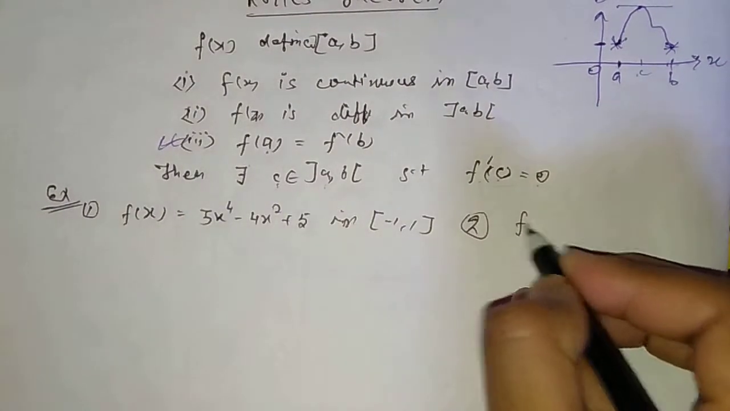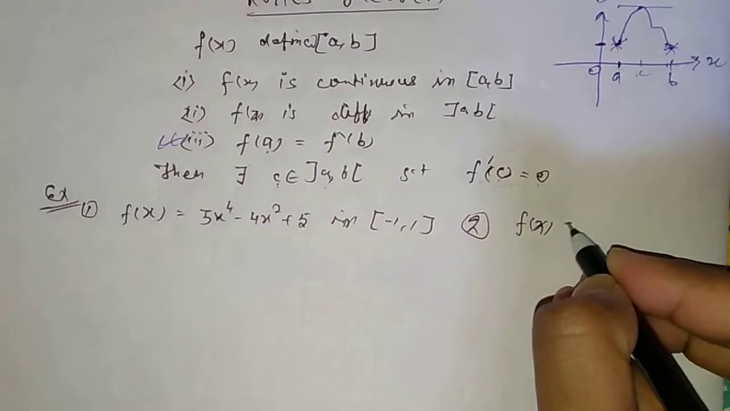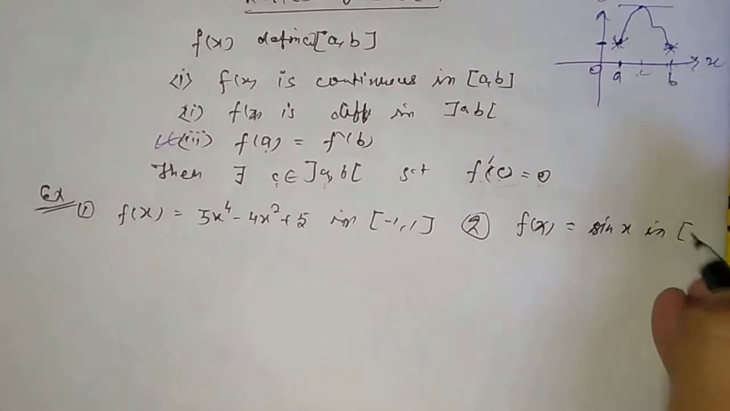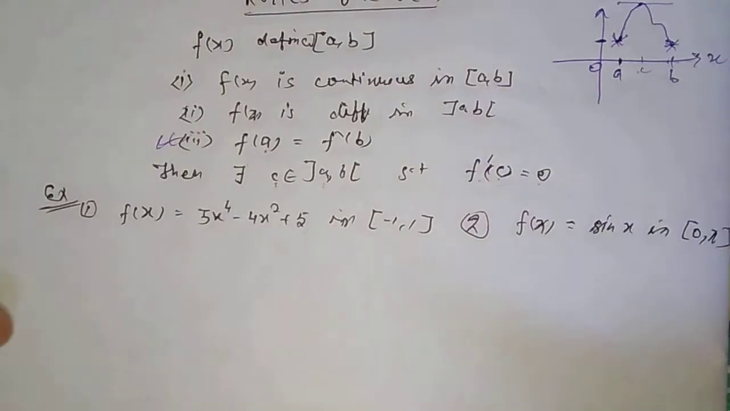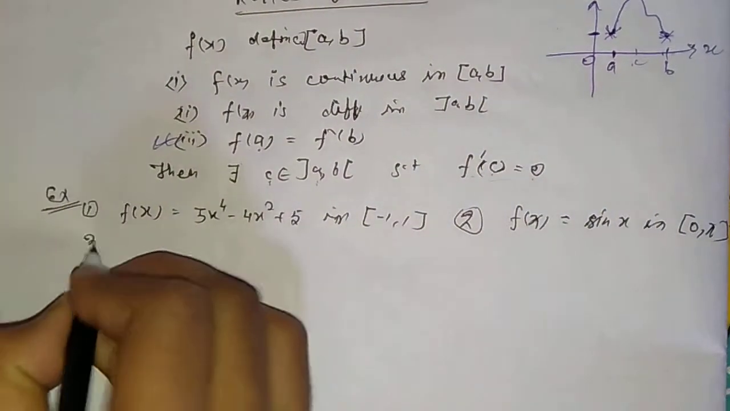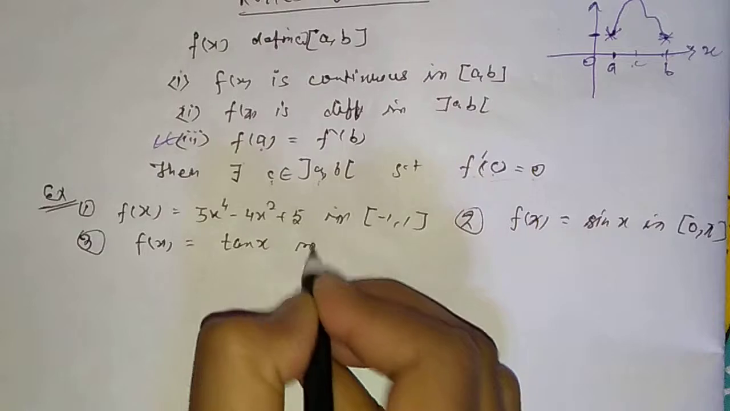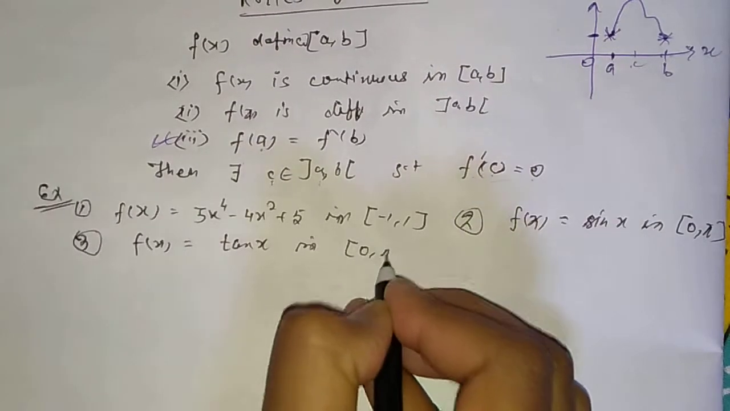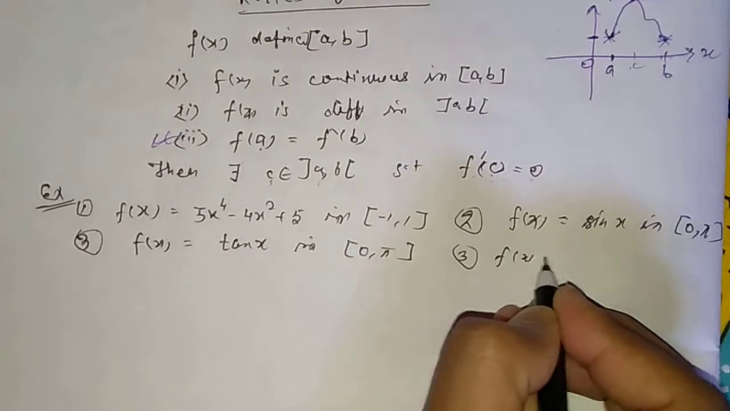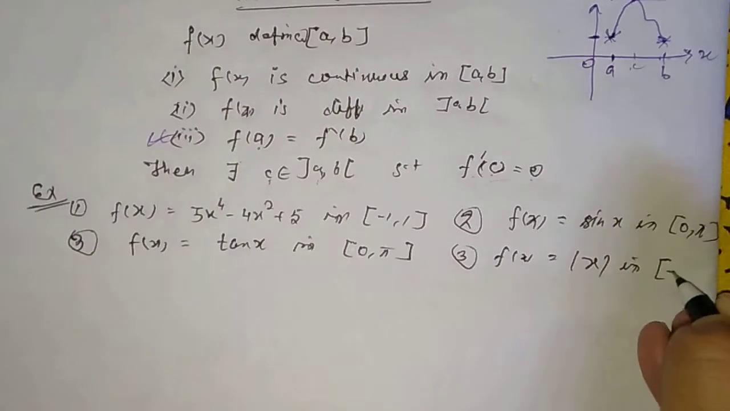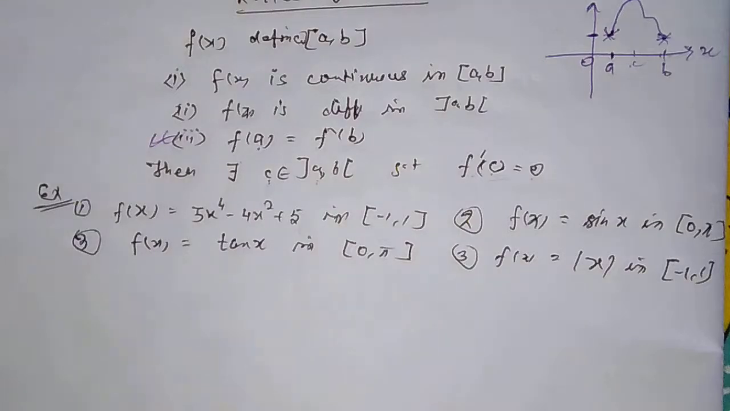In the second example, f(x) is equal to sin x, and the interval defined for this function is 0 to pi. The third example, f(x) is equal to 10x in the interval 0 to pi. The fourth example, f(x) is equal to modulus of x in the closed interval minus 1 to 1. So these are the 4 examples for which we are going to verify Rolle's theorem.